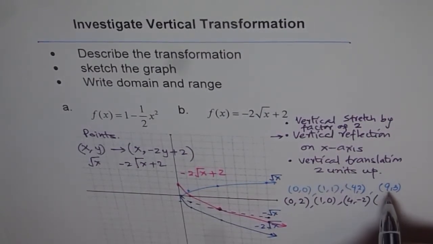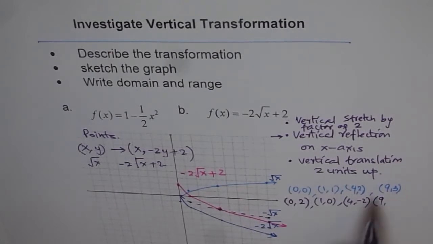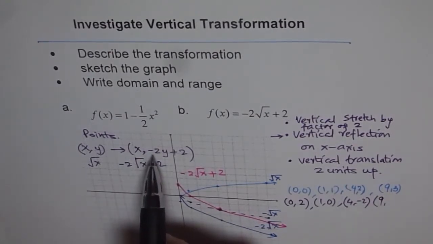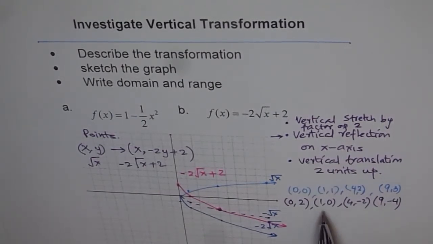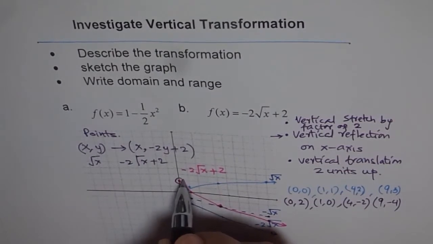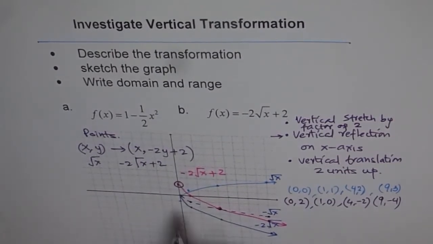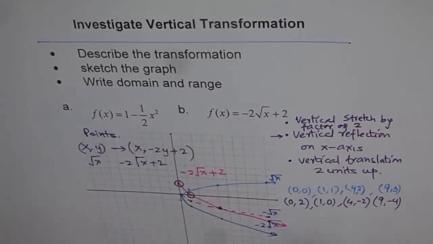And last point is 9. 9 is the x point which remains, and 3. 3 times minus 2 is minus 6. Minus 6 plus 2 is minus 4. So these are the points which should be on our final graph. Let's check. 0, 2. 0, 2. That's correct. 1, 0. 1, 0 is absolutely right.